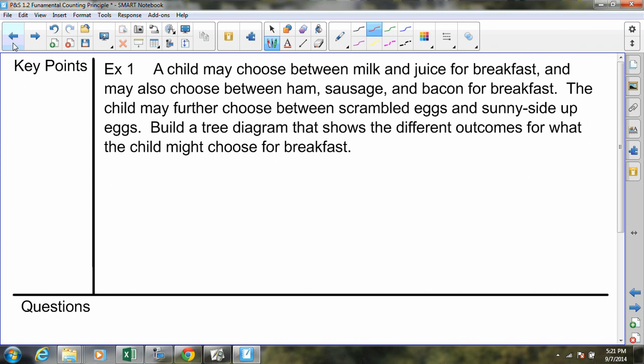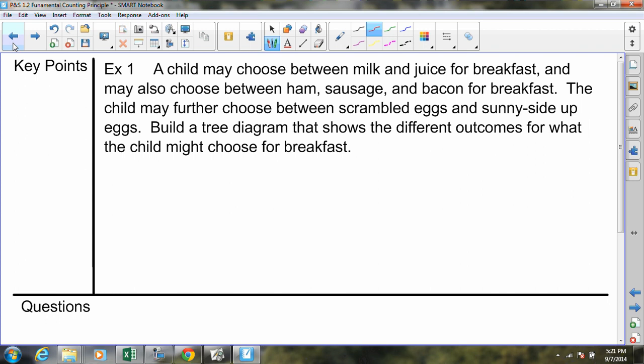A child may choose between milk and juice for breakfast. They may also choose between ham, sausage, and bacon for breakfast. A third choice is to choose between scrambled eggs and sunny-side-up eggs. First, build a tree diagram that shows the different outcomes for what the child might choose for breakfast.